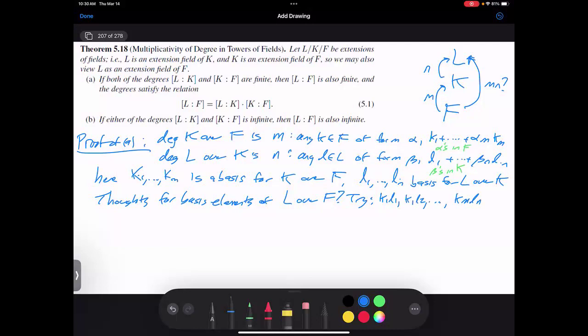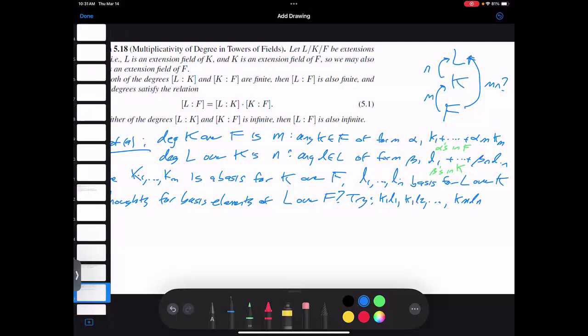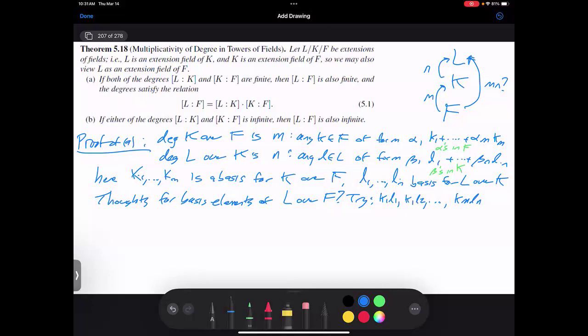I can take anything in L and I can write it as something in K. And I can take anything in K and write it as something in F. So this should give me a way of writing anything in L as something in F. So, given X in L, we can write X as maybe X1 L1 plus dot dot dot plus Xn Ln, where each Xi is in where.